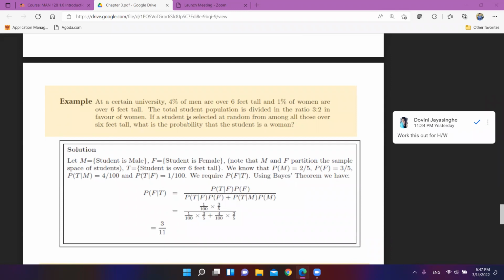Because you have to define the events. Sometimes the events are not defined for you. Only the probabilities are given. You have to define your event on your own. So you should have some practice to do that.